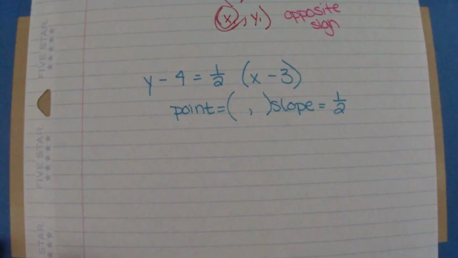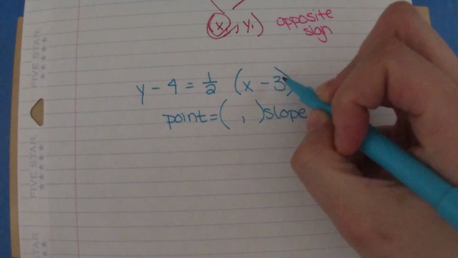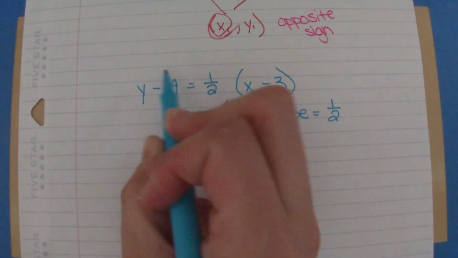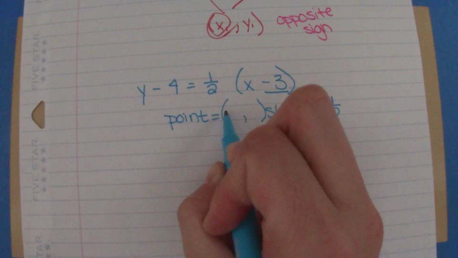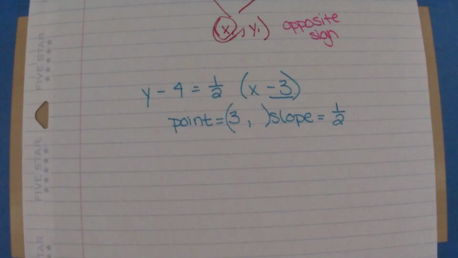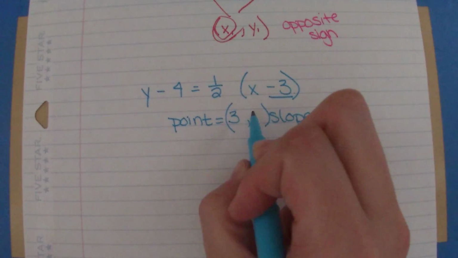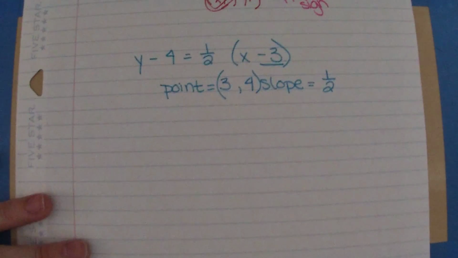Our point is always an ordered pair, so it has two numbers at play. One of them is going to be from my x over here, and one of them is going to be from what's in my y over here. I'm taking the opposite sign. So while this looks like a -3, I'm going to write it down as a +3. And while this looks like a -4, I'm going to write it down as a +4. And that's all there is to it. Those are our two things.